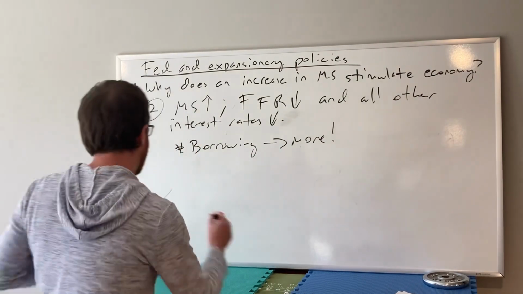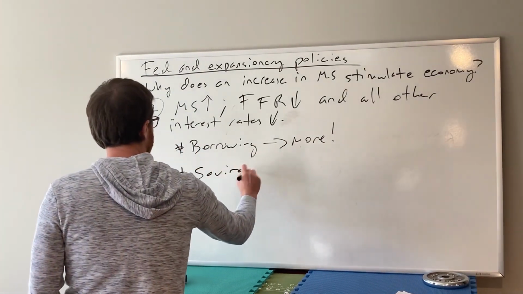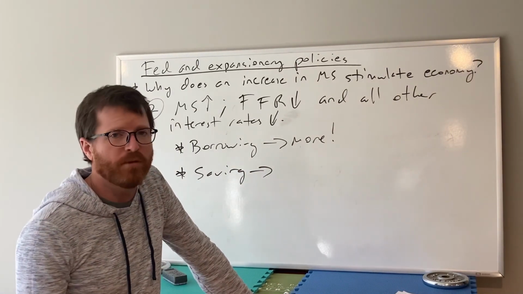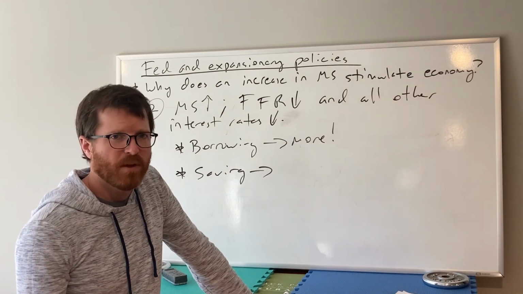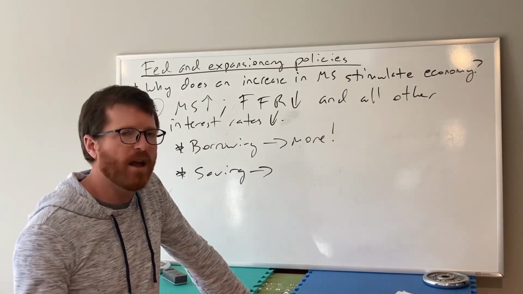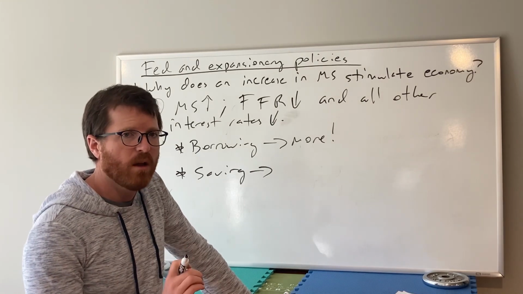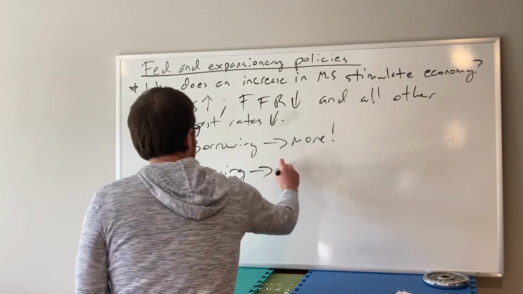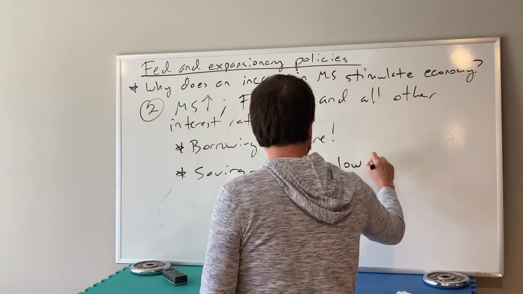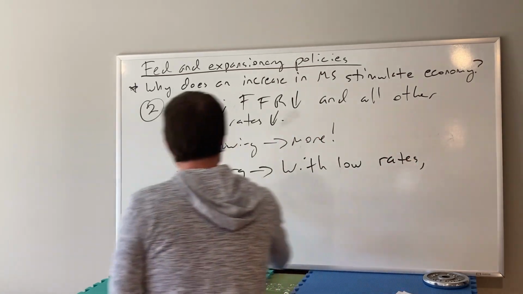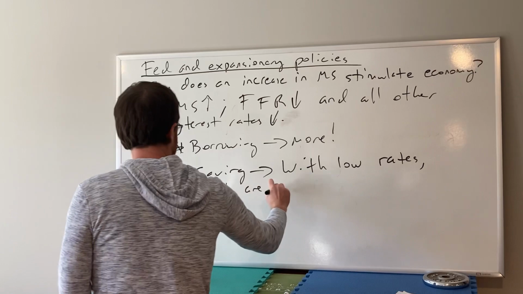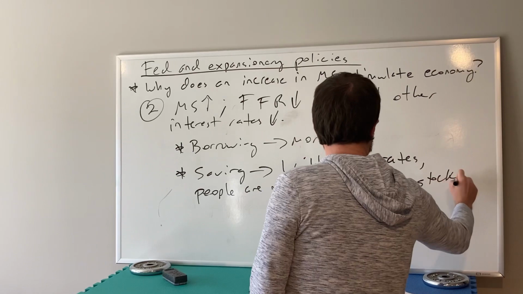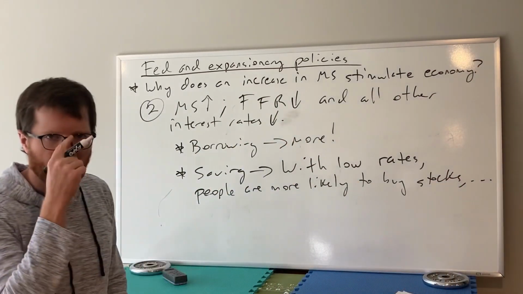Let's think now about the not so obvious effect. Think about the savers now. Interest rates on savings accounts right now in the US are basically 0%, right? How does that affect people? If you know that interest rates on savings accounts and checking accounts are going to be really, really low, where would you put your money? Maybe not in a bank, okay? So with low rates, people are more likely to buy stocks or other things rather than put their money in the bank, okay?